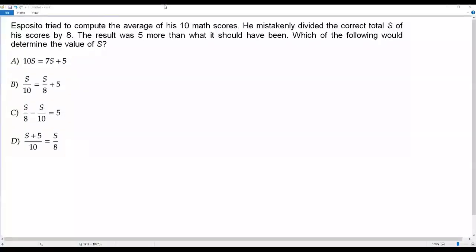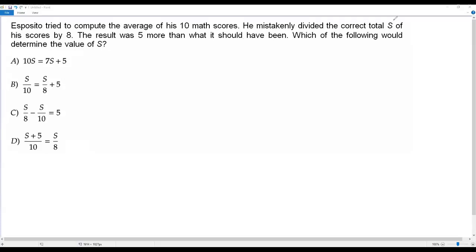Here I have a SAT math question. Okay, let's go through the information. Esposito tried to compute the average of his 10 math scores. He mistakenly divided the correct total S of his scores by 8. The result was 5 more than what it should have been. Which of the following would determine the value of S?